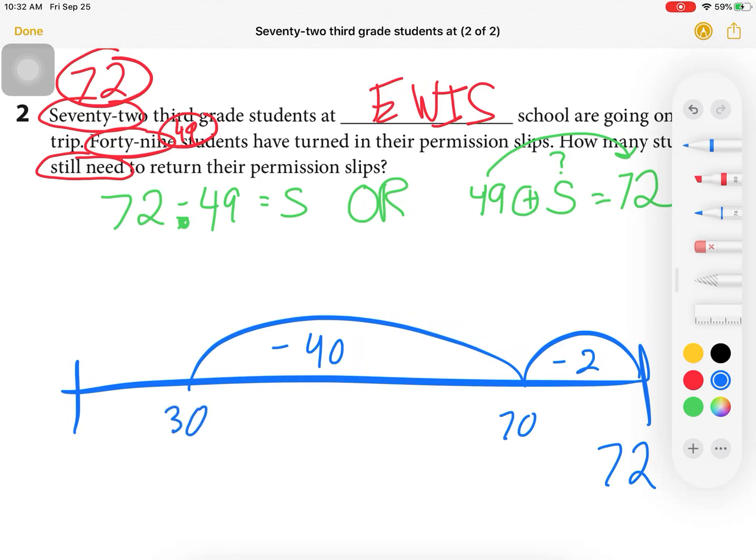Okay. Now, so far I've taken away 42. 7 more is going to get me to 49. So I'm going to subtract that 7, and that's going to get me my total of 22. Okay, which is my answer, I think.